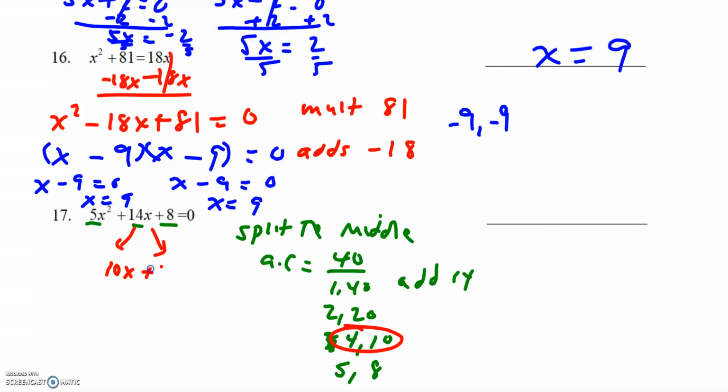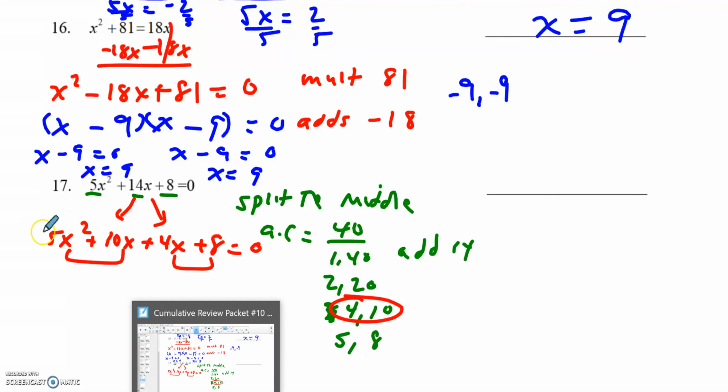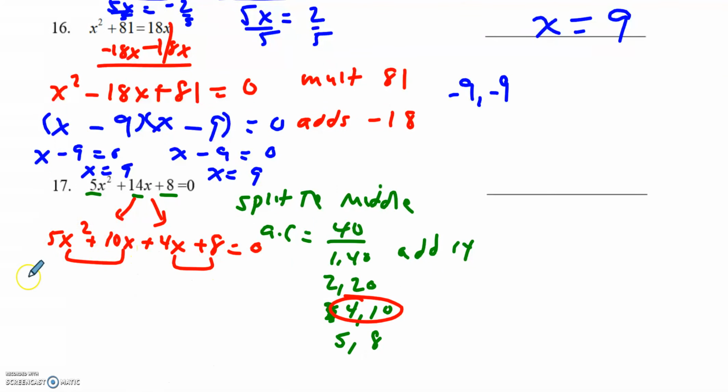I'm going to put 10x plus 4x, bring down the 5x squared. The 10 is positive. The 8 bring down is positive, equals 0. Now that I have 4 terms, I can group. So if I look at my GCF of the first two, I can take out a 5 and an x, and I'm left with x plus 2.